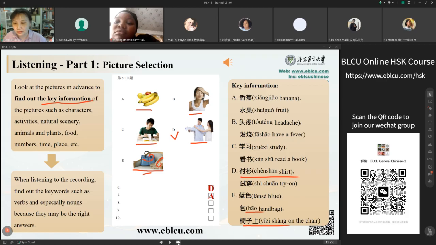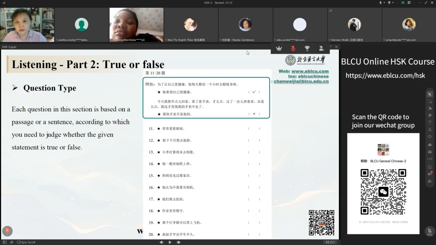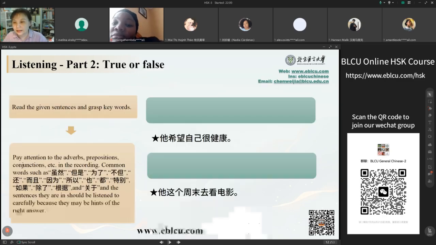All right, we don't have time to finish all of them, so let's just move on to listening part 2. Listening part 2 is true or false. Each question in this section is based on a passage or a sentence, and you need to judge whether the given statement, the sentence with a star, is true or false according to the previous sentence or small paragraph. If it matches, if it's correct, you put a tick here. If it is false, you put a cross here. Okay, so let's have a try.